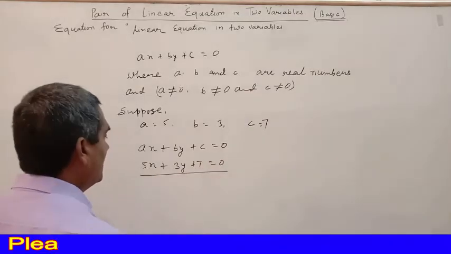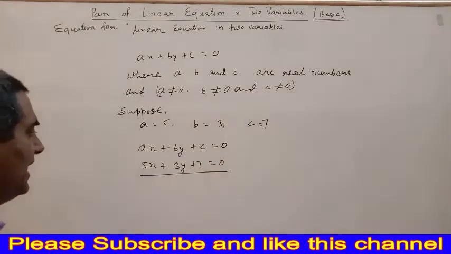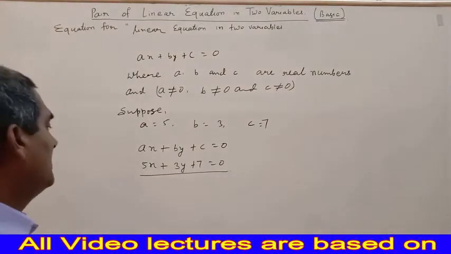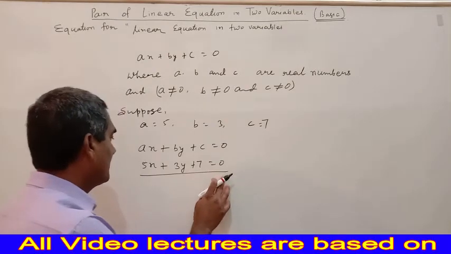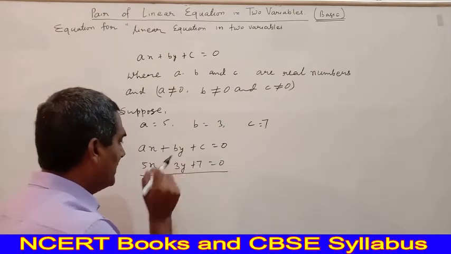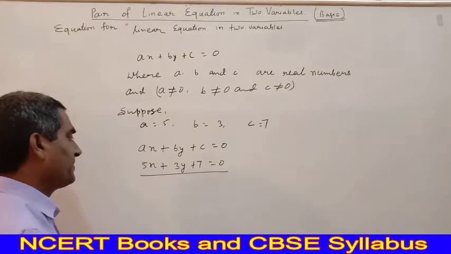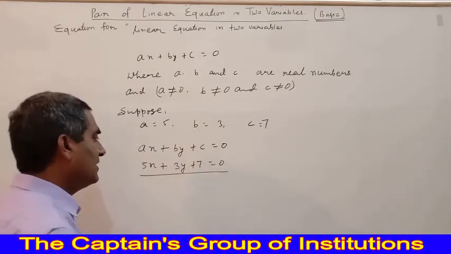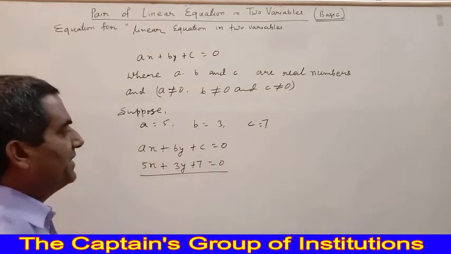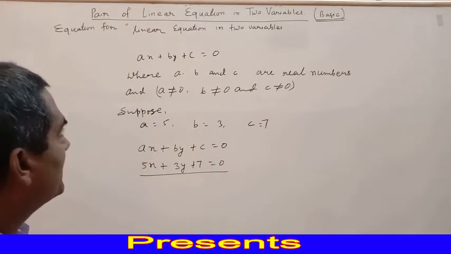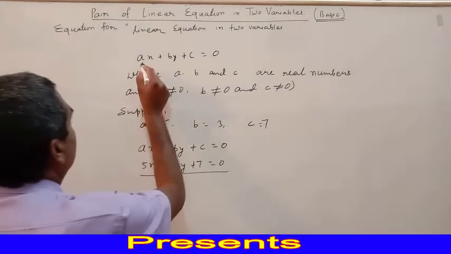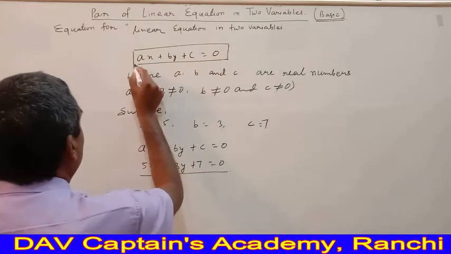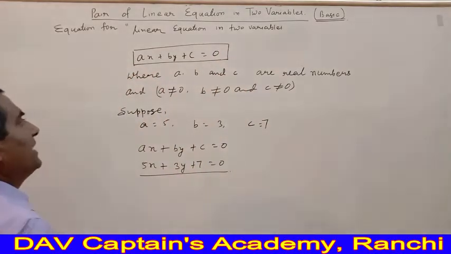So this will be the equation, and this equation will be called linear equation in two variables, because in this equation we have two variables, x and y. x and y are variables, and a is a real number, b is a real number, and c is also a real number. So this is the basics of linear equation in two variables.